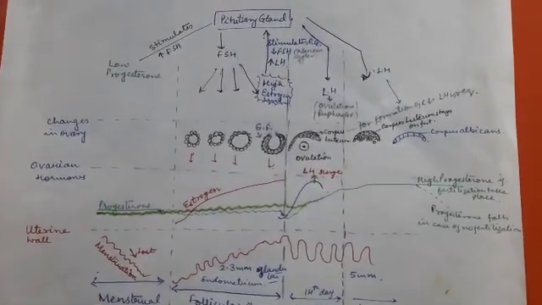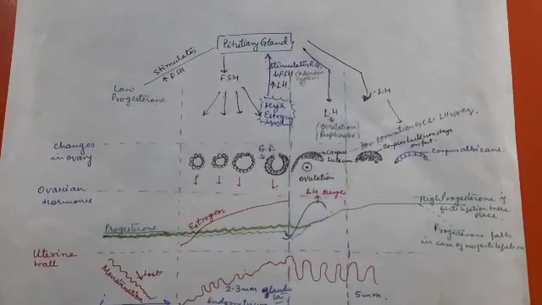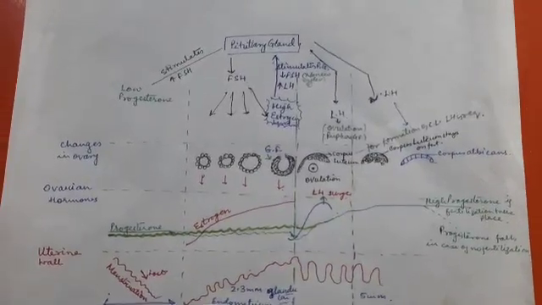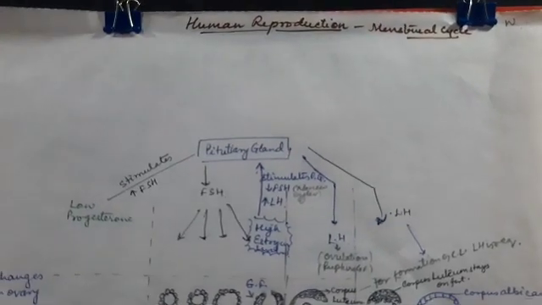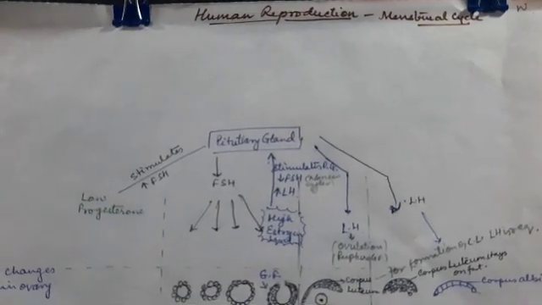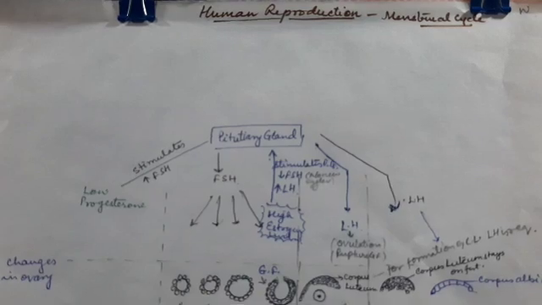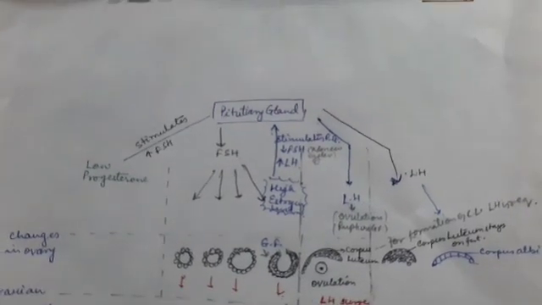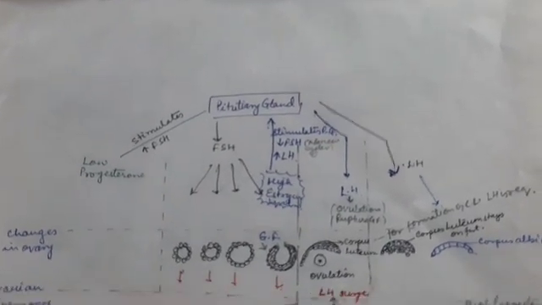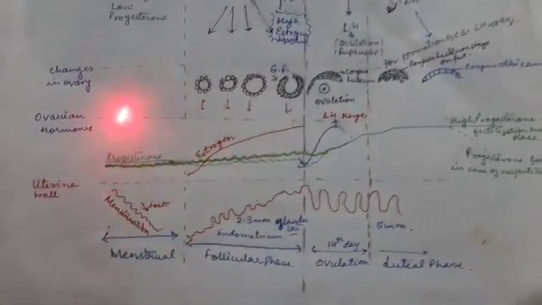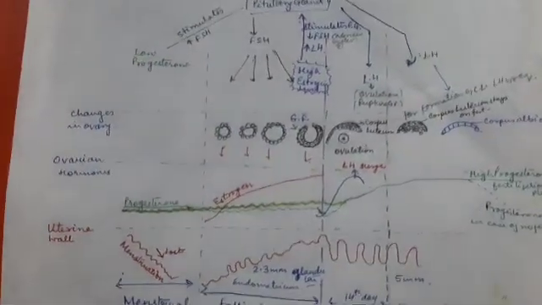So, children, in this part we will discuss all the phases of the menstrual cycle once again in detail and the changes which take place. So, we can see the division into various parts. See here, I have drawn some lines which have divided it into certain parts.